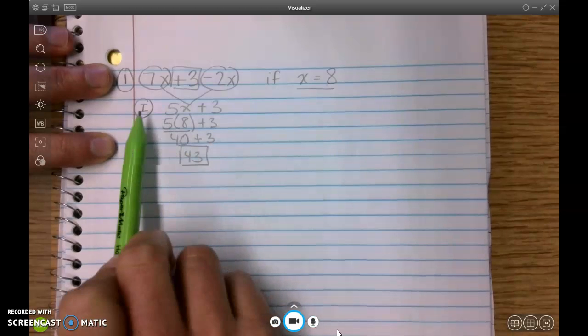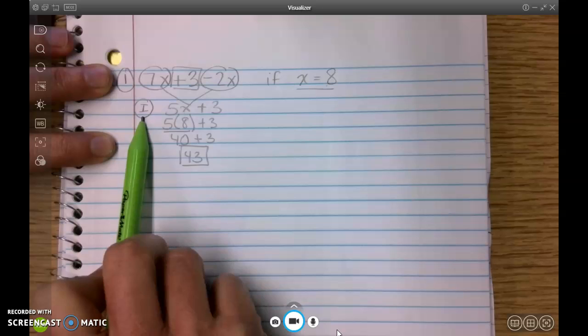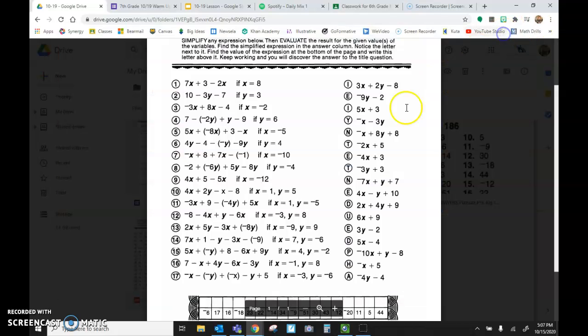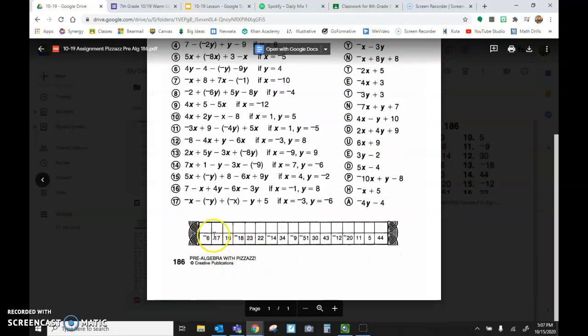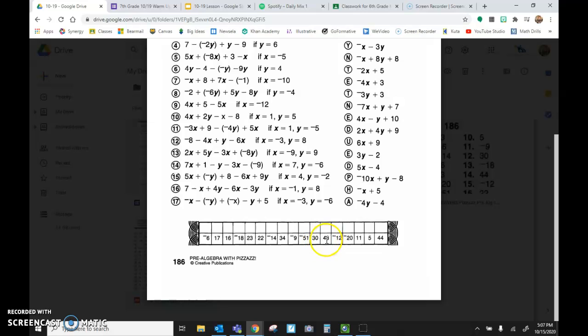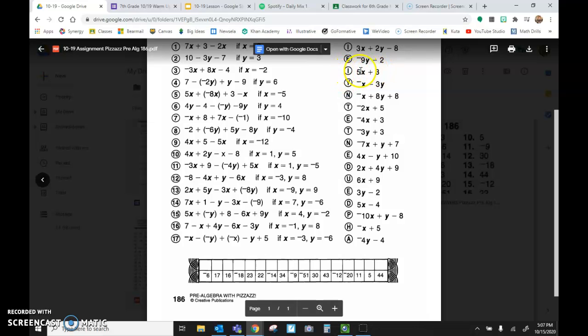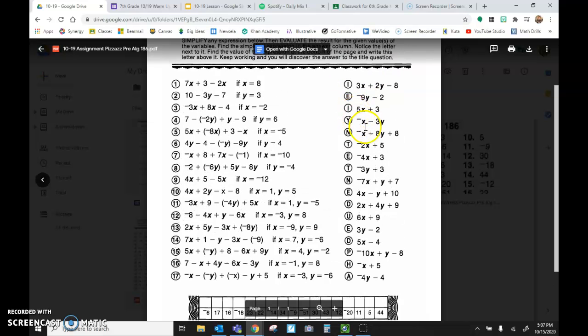Now remember that went with the expression that we found to be matched with I, and the answer when we evaluated was 43. So what we're looking for down here is the number 43. There it is. And you can put the letter I there because it came from the letter I in this expression that was simplified from number 1.